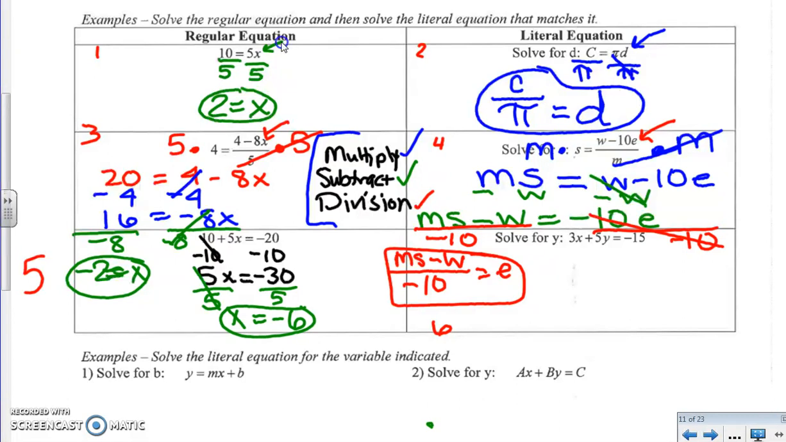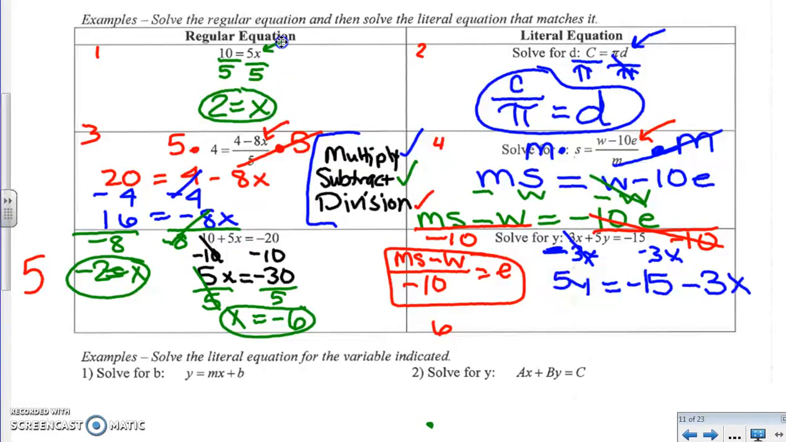The problem for number 6 looks pretty similar. We have multiple variables this time, but the goal is to get the y by itself. And if you look, y is in the same position as x was in our previous problem. So to get that y alone, let's move the 3x. We would subtract 3x from both sides of the equation, leaving us with 5y, which is almost now isolated for y.